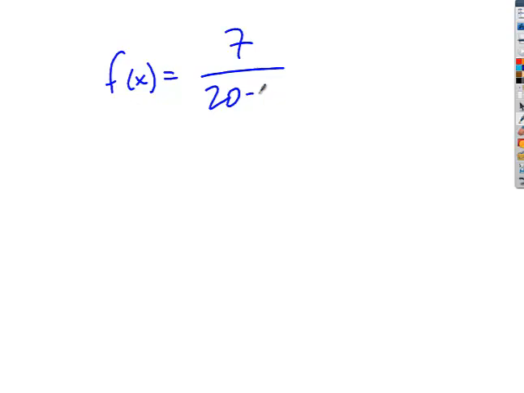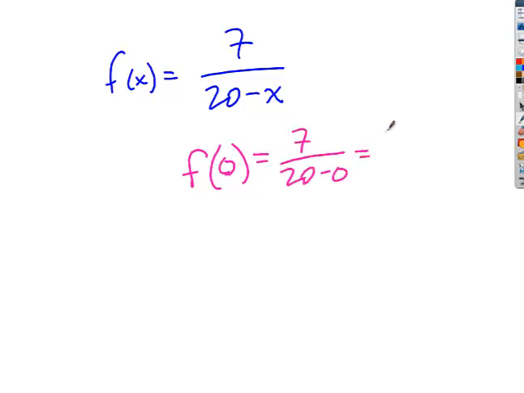So let's think about at least one other situation. What if we have f of x equals 7 over 20 minus x? Well, if we put 0 into this one, 7 over 20 minus 0. Well, that's just 7 divided by 20, and that is a number. That's defined. That's perfectly valid.